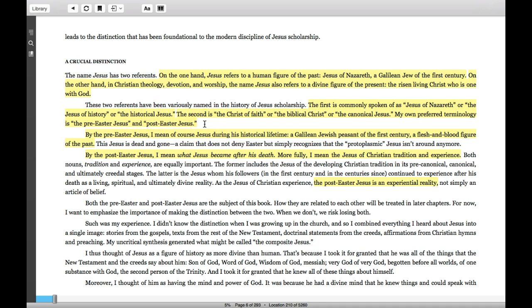Now, oftentimes, the term Christ was not Jesus' last name. Christ is a theological title. Christos is what the word is in Greek, and it means Lord.